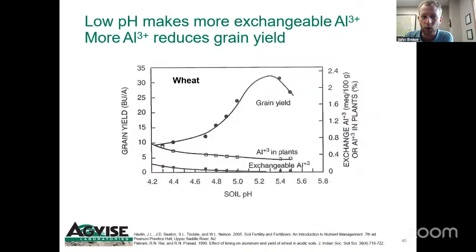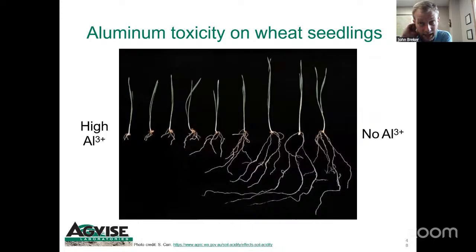Just to give you an idea of what happens with aluminum toxicity, here are some wheat seedlings that have been exposed to high amounts of soluble aluminum, present as Al3+, versus no aluminum. And you can just see how those root systems are different when they're exposed to high amounts of aluminum.